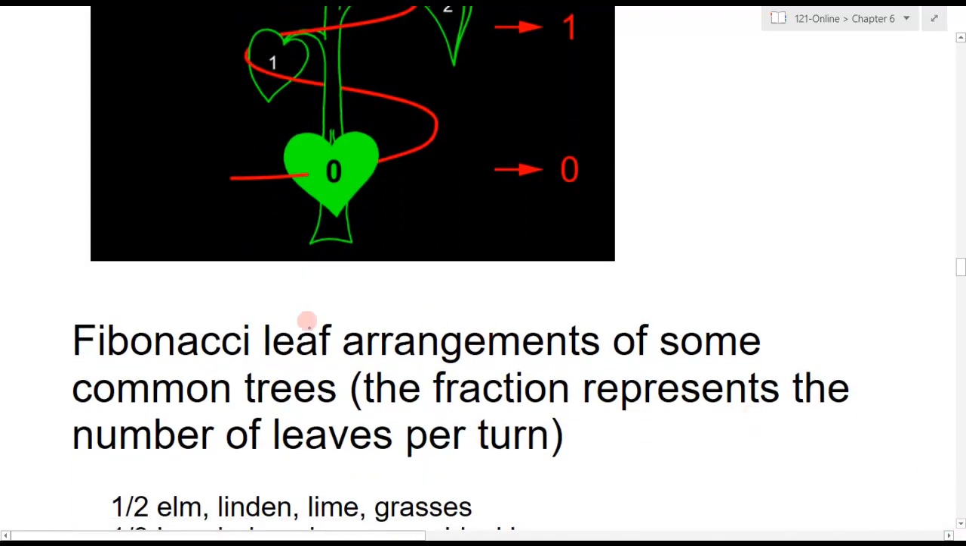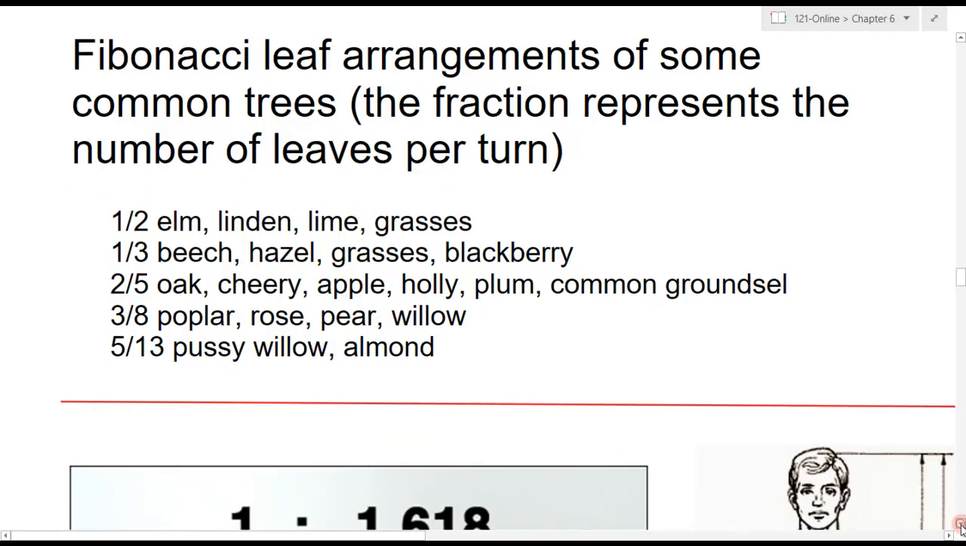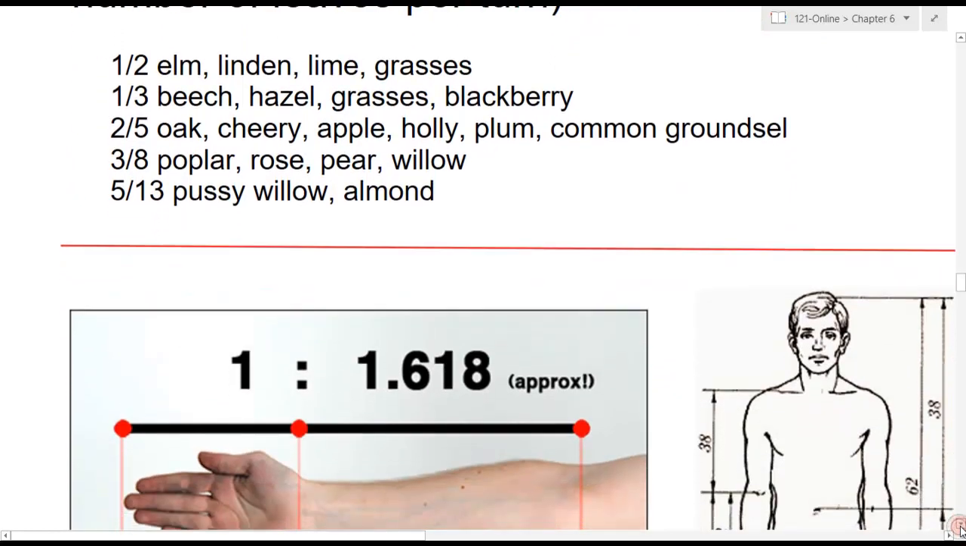And the Fibonacci leaf arrangements of some common trees are these. The fraction represents the number of leaves per turn. So 1 to 2 would be an elm, a linden, lime, various grasses. 1 to 3, 2 to 5, 3 to 8, 5 to 13. Again, those are all Fibonacci numbers, and different species have different manifestations of that golden ratio in the way that they grow.